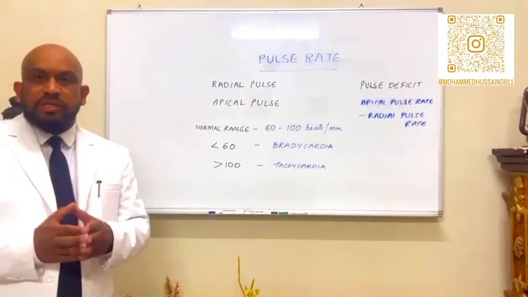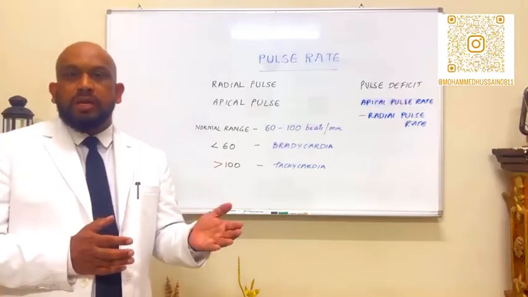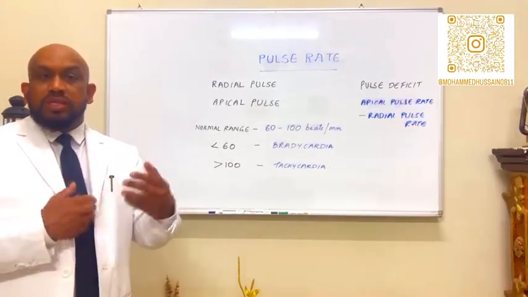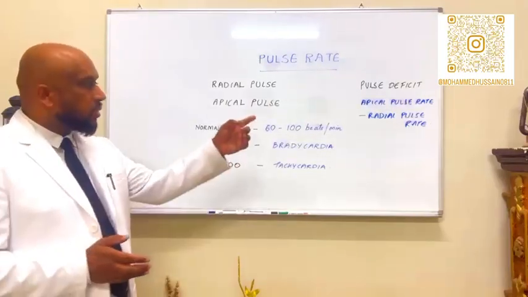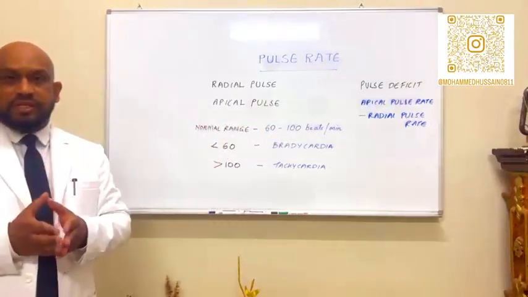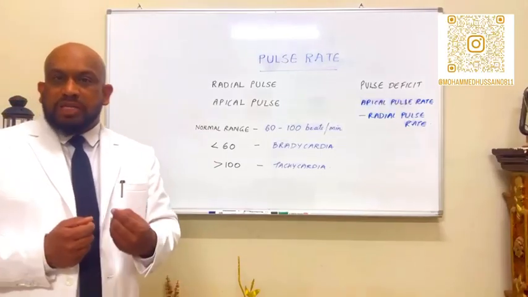In some cases, there will be a difference between the apical pulse and the radial pulse. This difference between the pulse rate of the radial pulse and the apical pulse is called the pulse deficit.